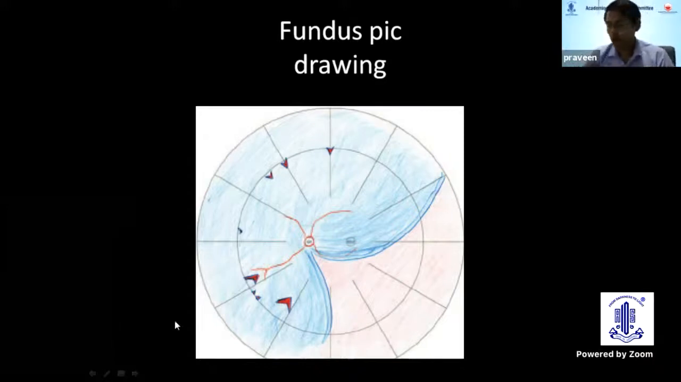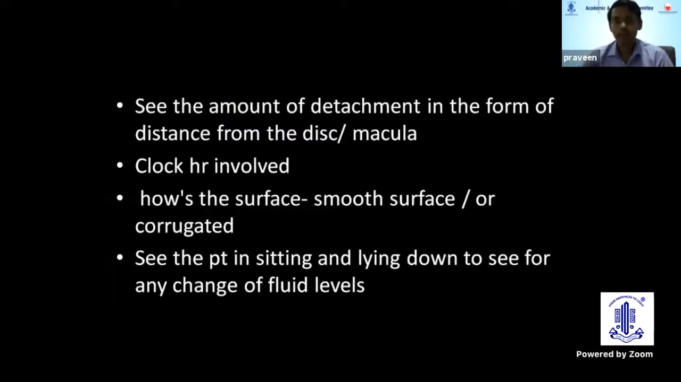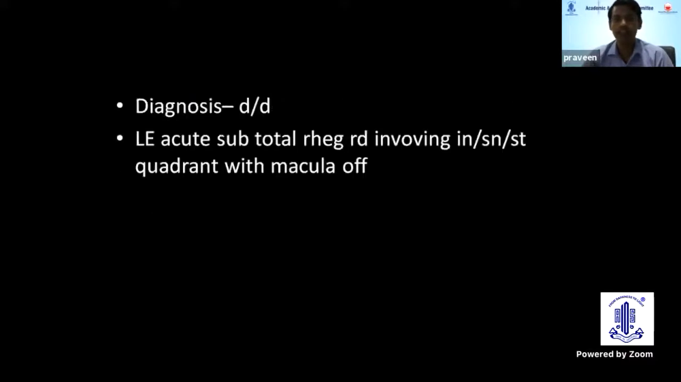Yeah, and then of the pathological eye, you can say what is the extent of the detachment, whether it's nasal, inferior, superior. Note the amount of detachment, state the clock hours involved, and how the surface was. See the patient both in sitting and lying down position to look for any change in fluid level. And the last is, after all this, you describe the differential or go ahead with the diagnosis. Diagnosis, like this patient has left acute subtotal rhegmatogenous retinal detachment involving the inferonasal, supranasal, supratemporal quadrant with macula on or off.